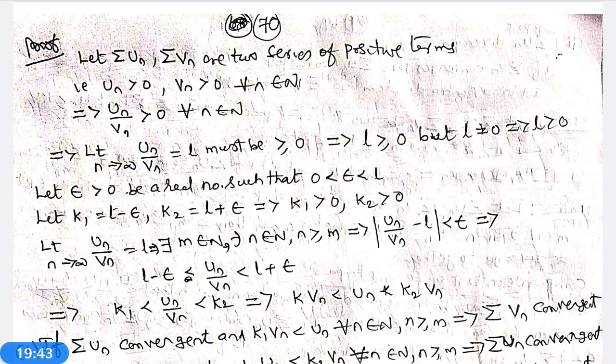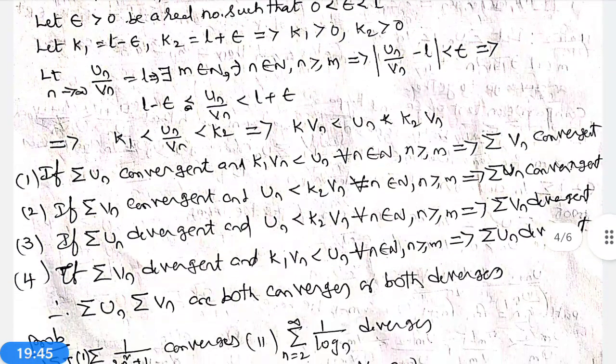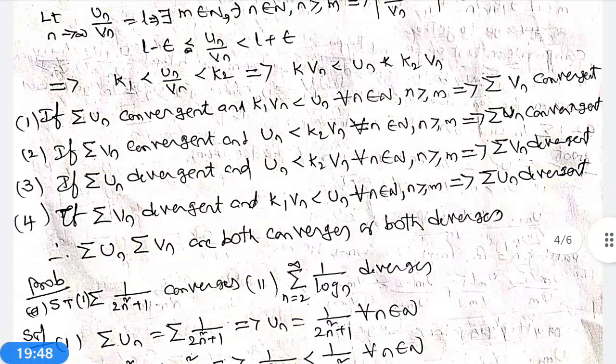Therefore, sigma un and sigma vn both converge or both diverge. This is very important, and that's why I will explain this theorem in Telugu.